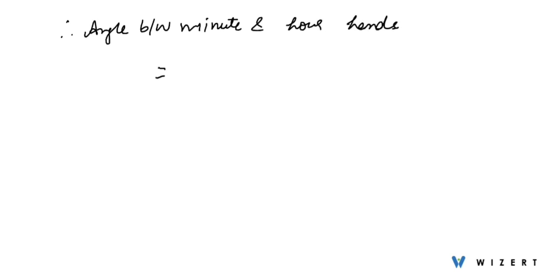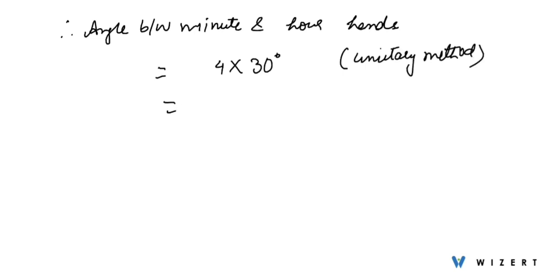So we have to find the angle between the minute and hour hands. That angle will be 4 times this 30 degree angle by unitary method, because we know that in each hour it is covering 30 degree. So we have to find the angle when it is covering 4 hours. By unitary method we can say that this is 4 multiplied by 30 degree, which is equal to 120 degree. So our angle theta is 120 degree. This angle is 120 degree and this is our answer.